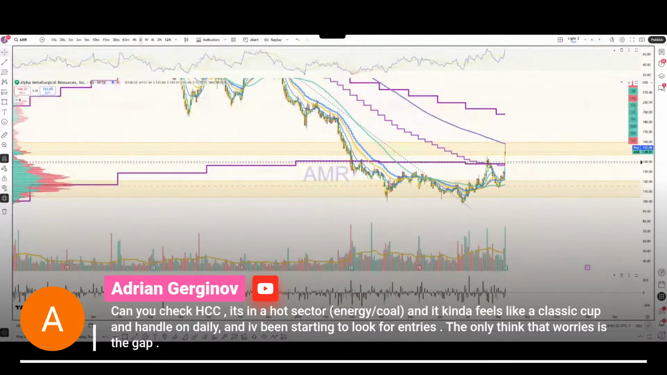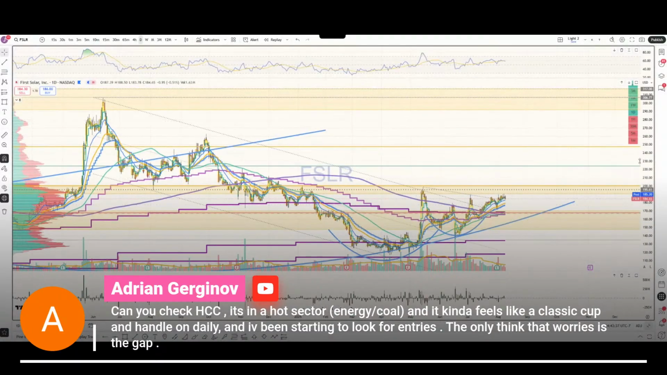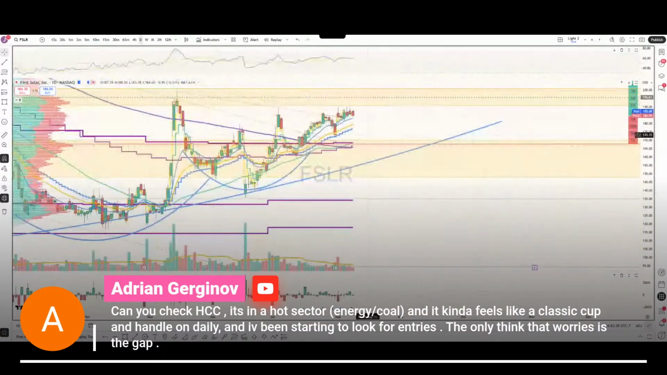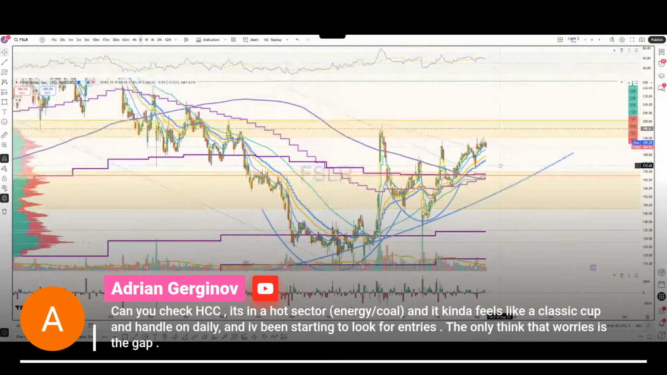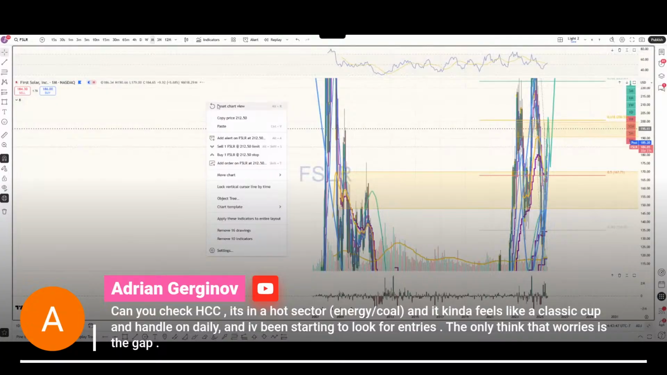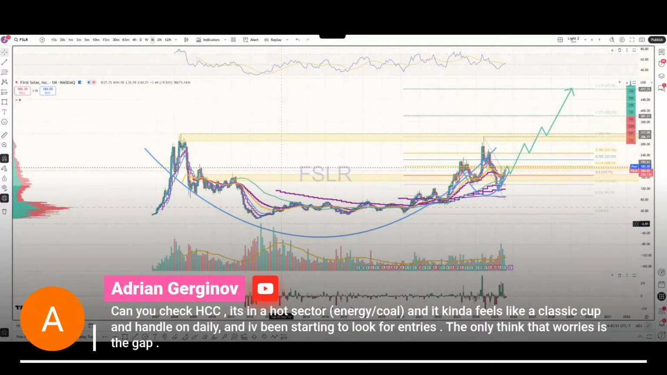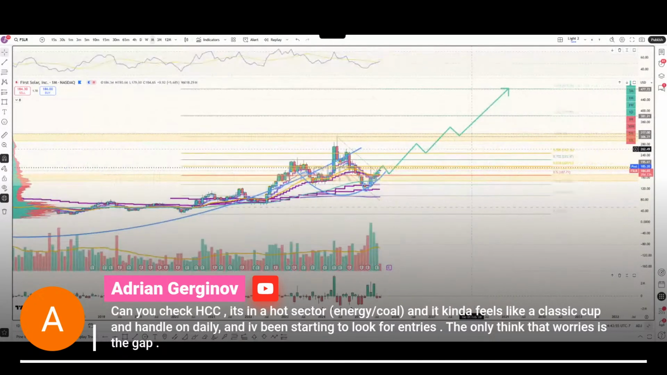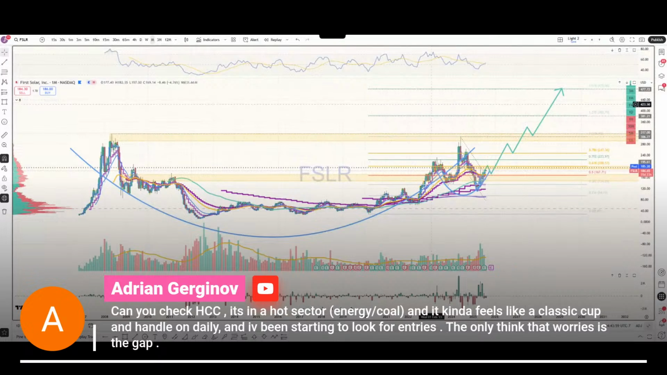Yeah, I think coal's a very interesting space. Also, how's FSLR doing? Okay, this one maybe needs another rejection. This is ugly. But this is one that I'm keeping an eye on because I do want it to work. This one could be insane long term when it breaks. What I'm seeing is a leading stock in a very unloved sector, but I see potential for this to go much higher.